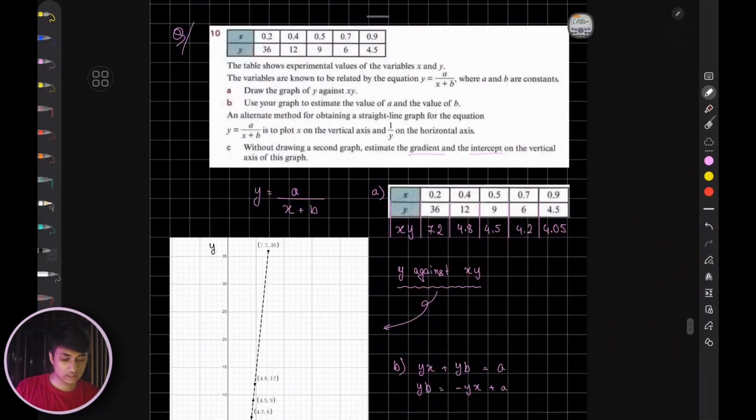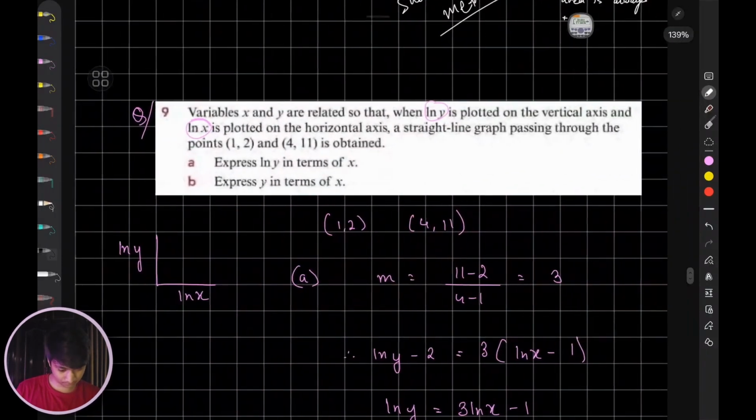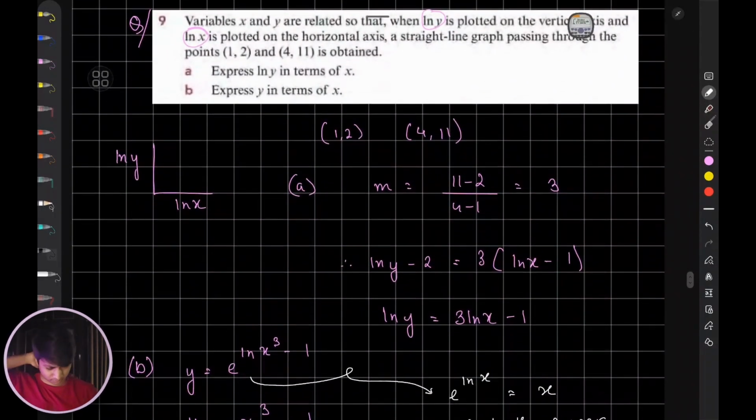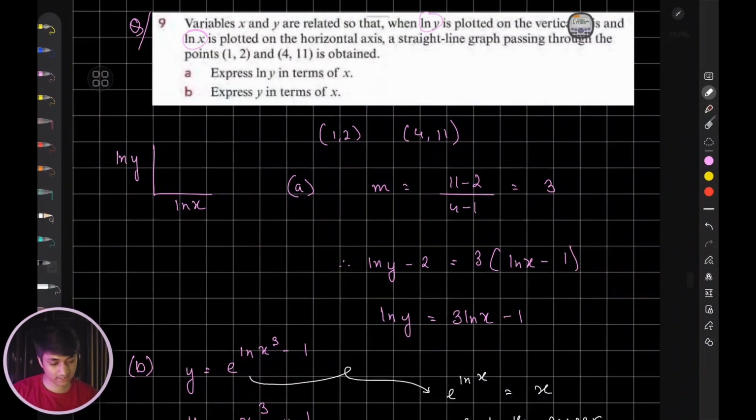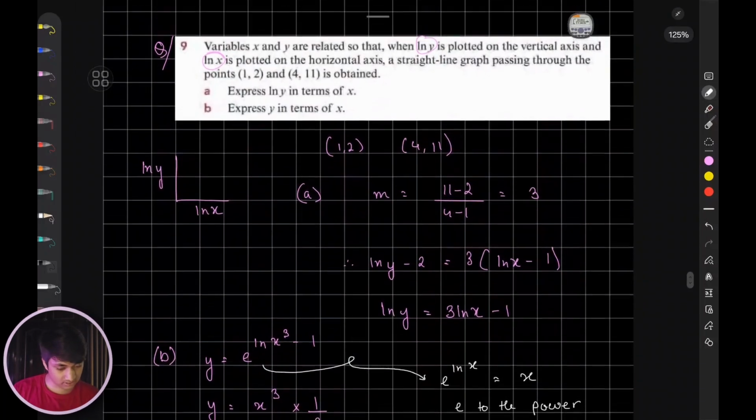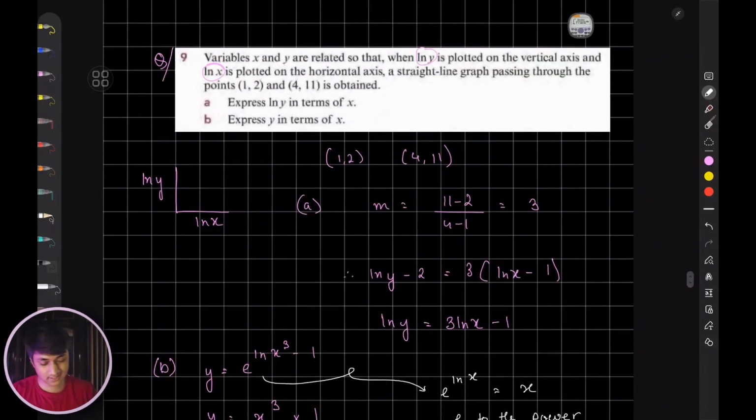Next question. What is this? So this is again relevant to your use of logarithms. You have to, I guess, linearize or what? They've given you the points. Let's read the question quick. So variables x and y are related so that ln y is plotted on a vertical axis and ln x is plotted on a horizontal axis. A straight line passing through the points 1, 2 and 4, 11 is obtained. Express ln y in terms of x.